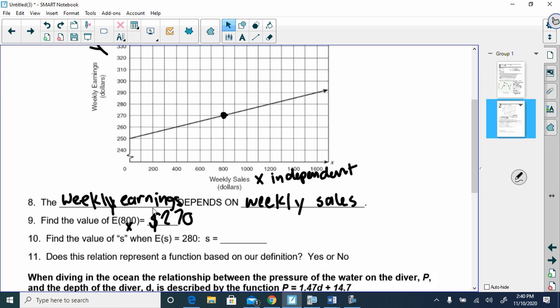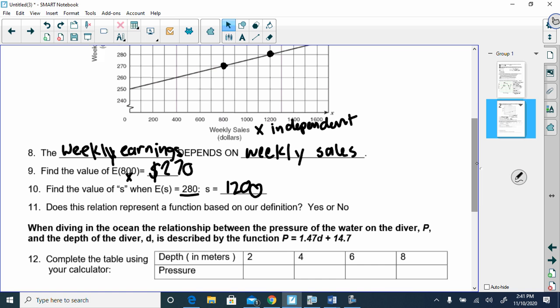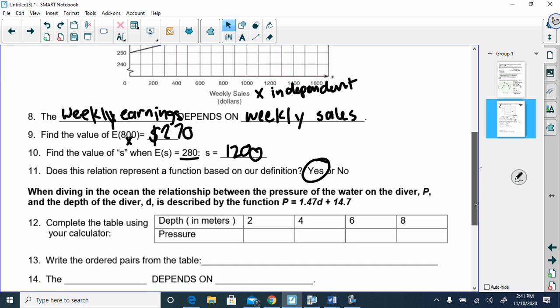All right, then it wants us to find S when we get 280. So the sales when we get 280 in earnings. Good. Right here. All right. Then it says, does this relationship represent a function based on our definition? Yes. Passes the vertical line test. Okay.